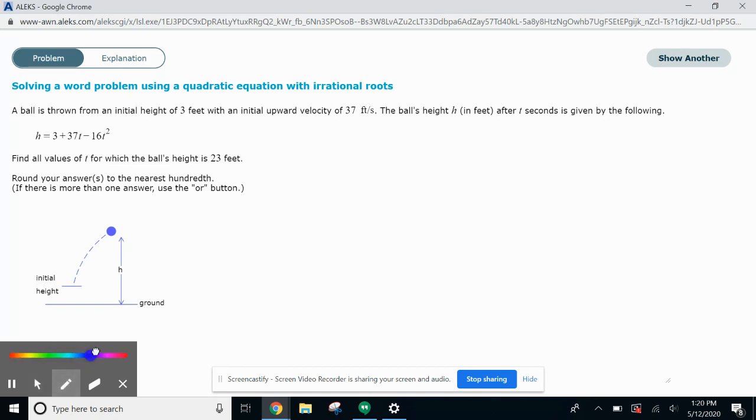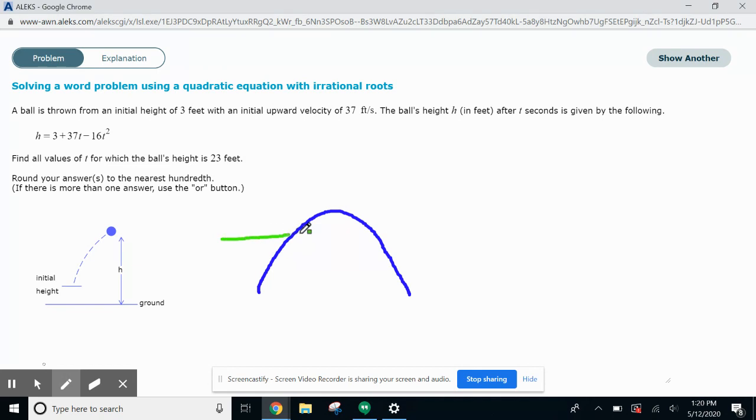So what this means is that this ball, they kind of have a drawing here. I'm going to draw a little bit more. This ball is going to have this arc. Okay, it's going to go up. It's going to get higher and higher and higher. And then eventually gravity is going to kick in and it's going to stop getting higher and start getting lower and then come back down to the ground. All right. So what they want to know is what the ball's height is at 23. So let's say 23 feet is right here. They want to know what the height is going to be at 23 feet.